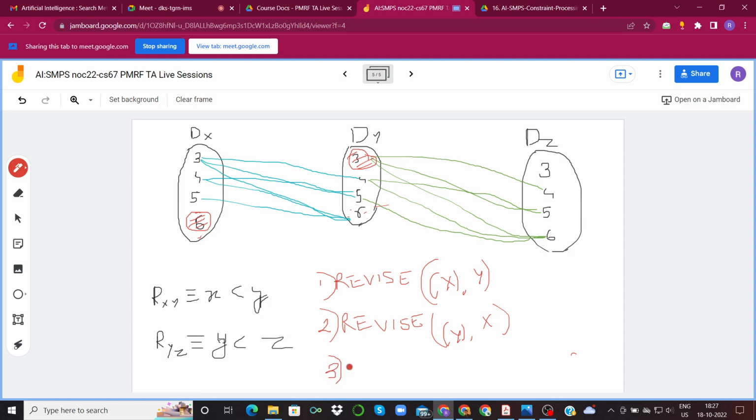Okay, the next step would be to do revise y comma z, and here we will see that 4 is connected to some element in dz, 5 is connected to some element in dz, 6 is not connected to any element in dz, right? So again 6 is the culprit here. We will remove 6, and next we will do it again in the opposite direction.